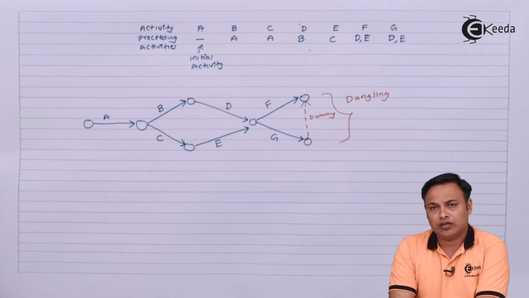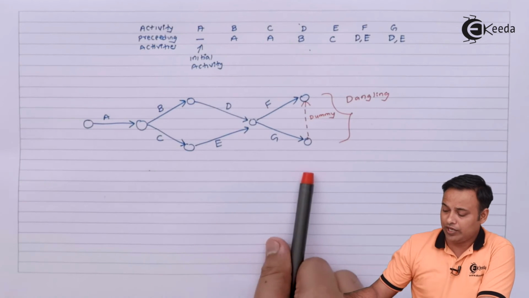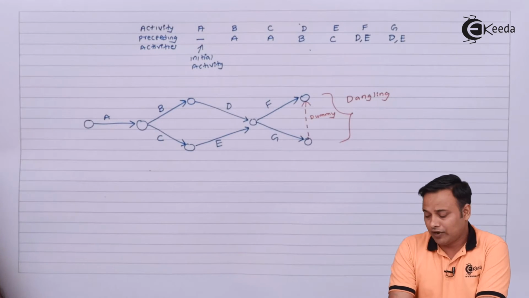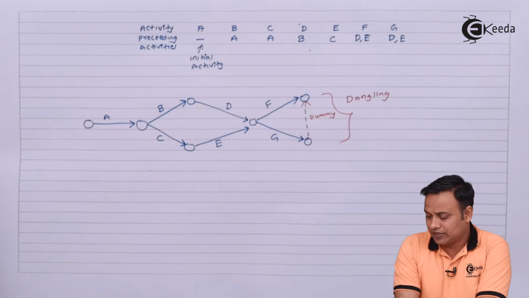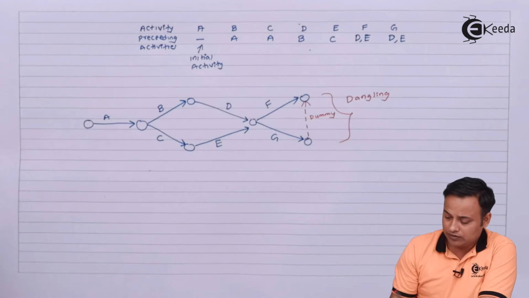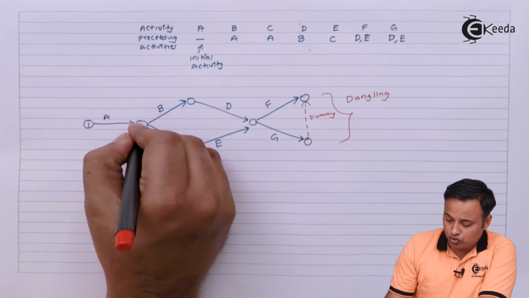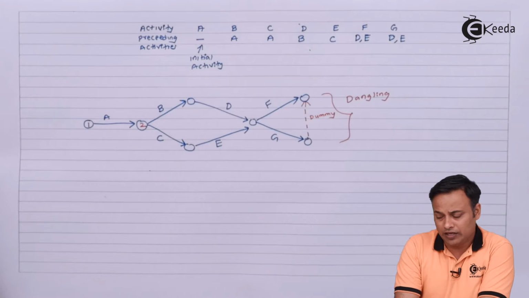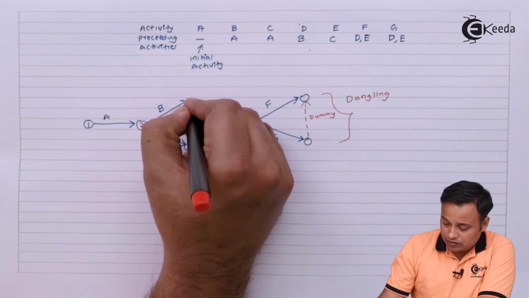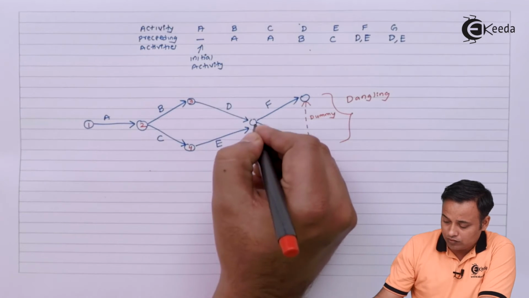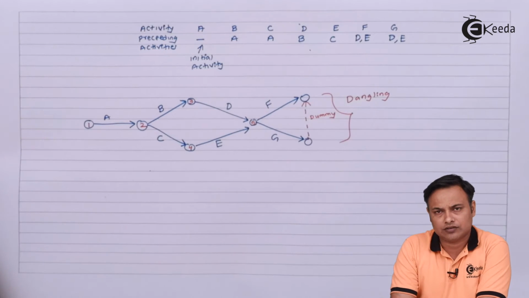This is my dummy which I have started from G to F. Now if I want to put down the numbers here, the numbers will start from 1 at tail of the A, 2 at the head of the A, then 3, 4 and 5.